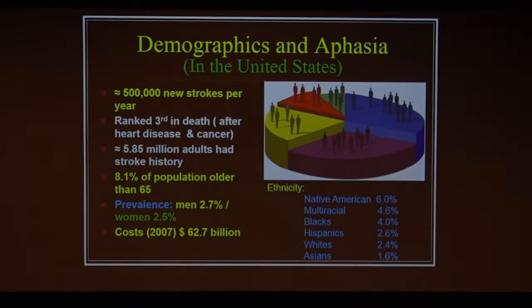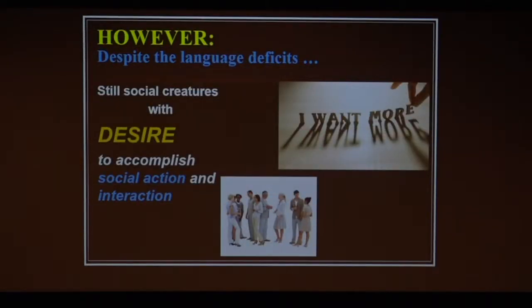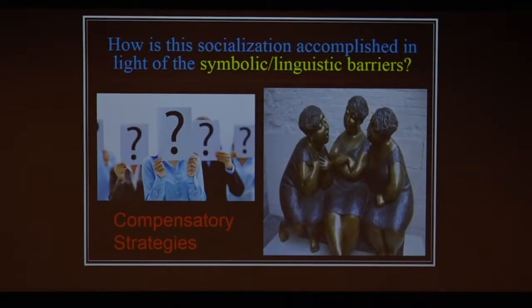Stroke and aphasia is a very big problem here in the United States. About 500,000 people a year, maybe 600,000, have a stroke. It's the third leading cause of death in the United States, and many of those people end up having an aphasia as a result. Despite the fact that aphasia due to stroke causes language deficits because of the processing problems, these people still strive to communicate because they're social actors and they want to communicate even though they don't have the language ability.